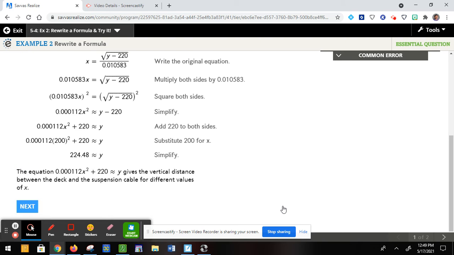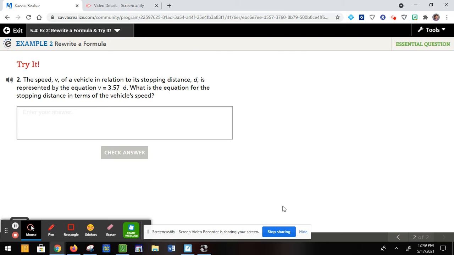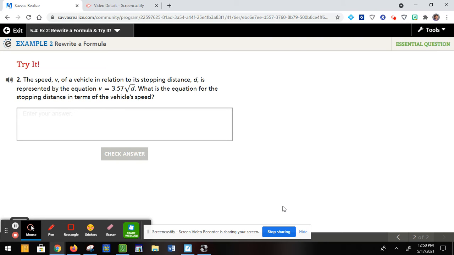All right. So the cable is about 224 feet above. We're just rounding to the nearest foot. All right, so let's look at the next question here. All right, totally different setup.